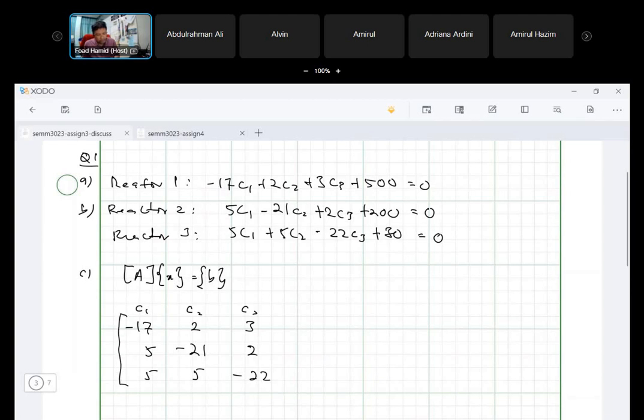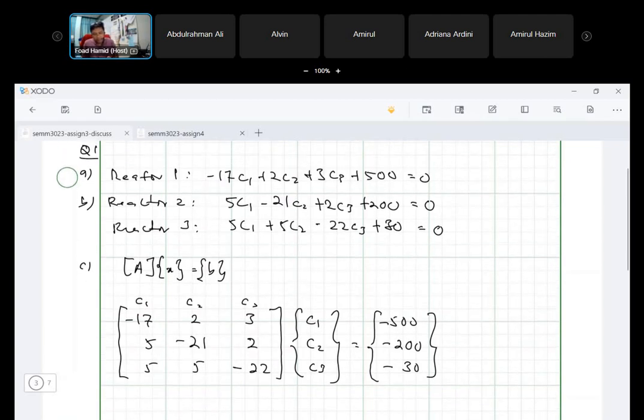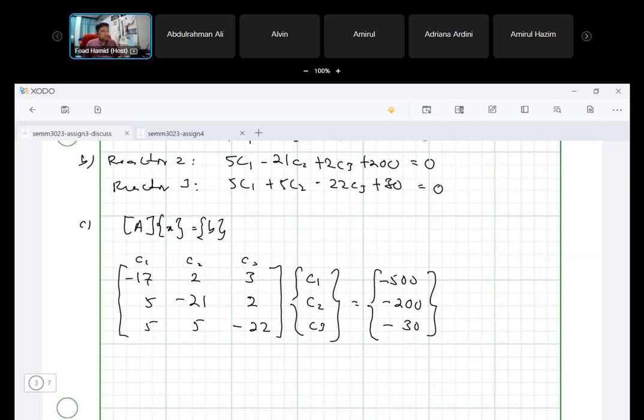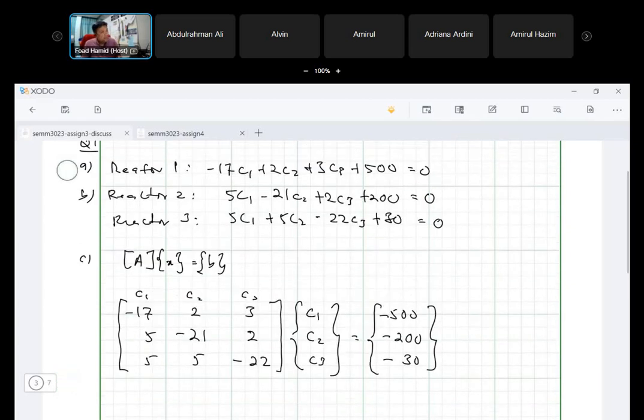So this is my A matrix, which is called the coefficient matrix. And these are my unknowns, which is C1, C2, and C3. And then must equal to this value. Note that this should be minus 500, minus 200, minus 30. Okay? Because I put my known value to the right hand side, yeah? So this is the answer for part B, yeah? Very straightforward.